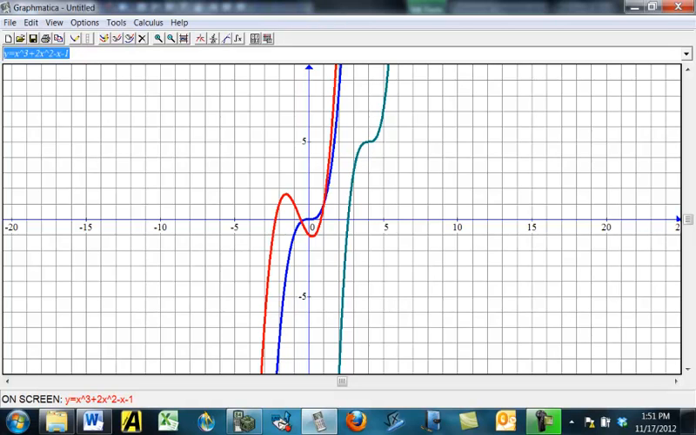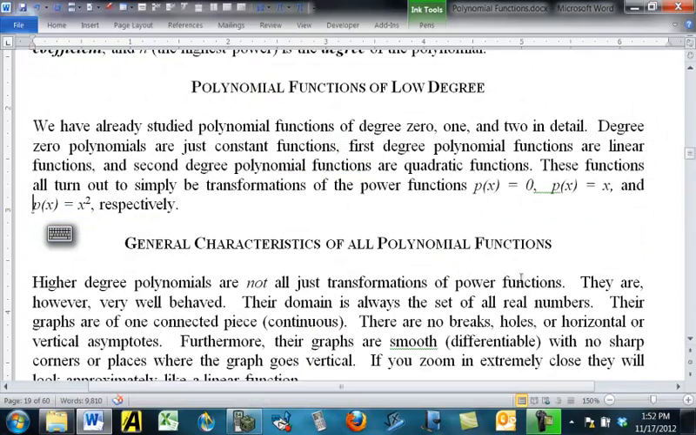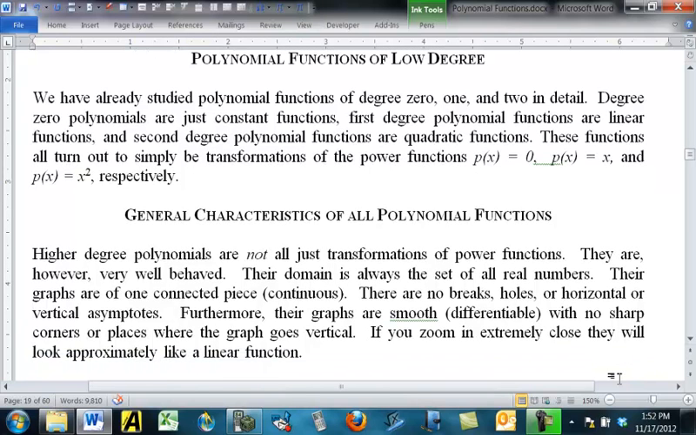Whereas those two cubes are either all increasing, or of course, if it has a negative coefficient, say negative 2x cubed, then it's going to be all decreasing, like that. Typo there. So, it turns out that all polynomials are not just transformations of power functions, but they are kind of what I'll call well-behaved. So they do have some things in common.